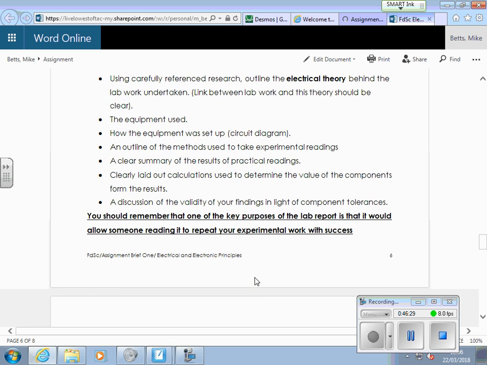You should remember that one of the key purposes of the lab report is that it would allow someone reading it to repeat your experiment work with success. So they should be able to follow what you did, do it again, and get similar results. All right?